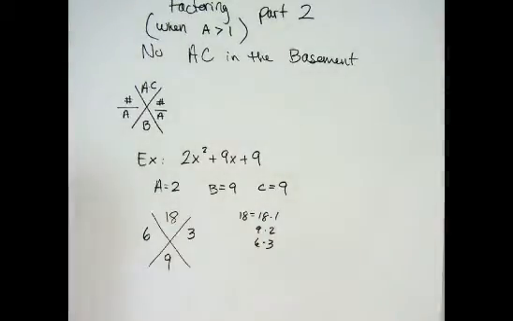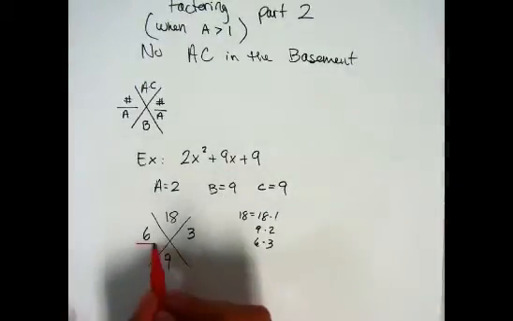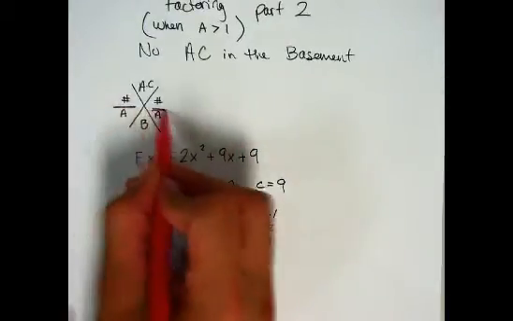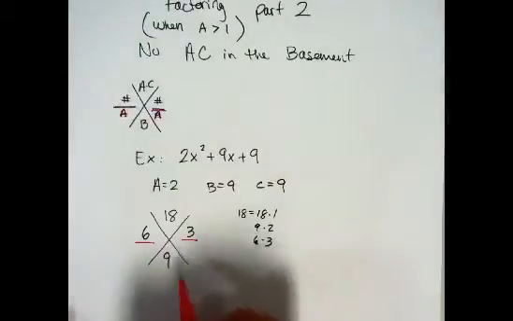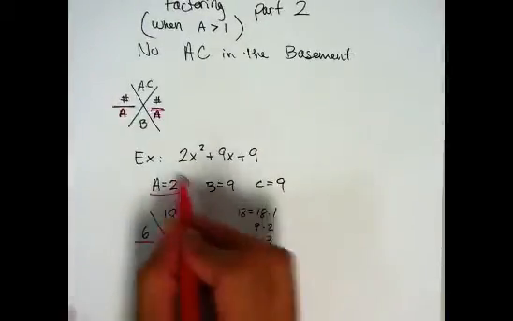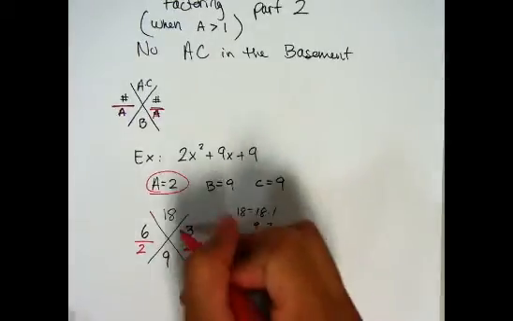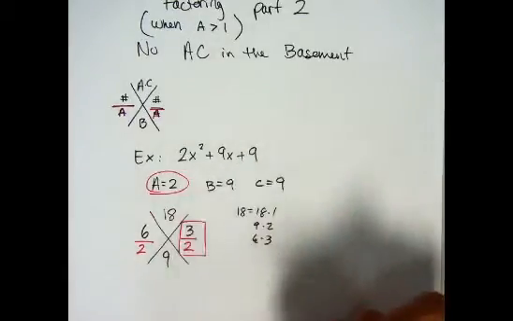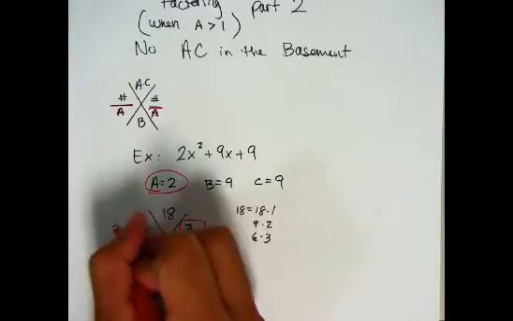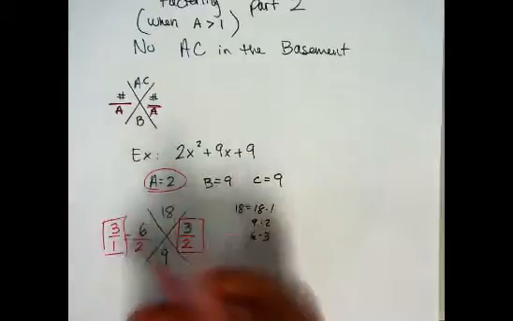Big idea here. I'll do it in a different color. You just got to divide, right? Divide by that leading coefficient. So take each of your answers, and my leading coefficient's 2, so I divide and I divide. 3 halves is 3 halves. That can't be simplified, but 6 over 2 simplifies to 3 over 1.